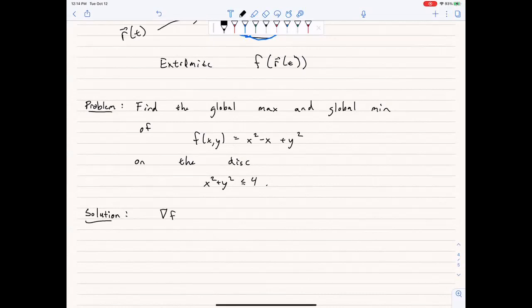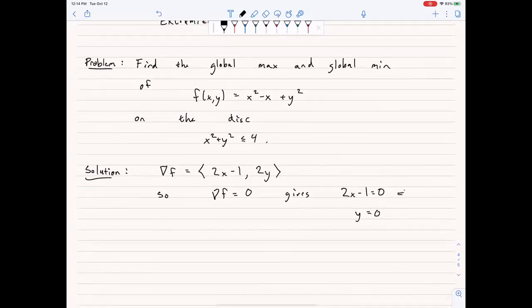Let's calculate the gradient of f. It's going to be 2x minus 1, 2y. So now if I want to set this equal to 0, so grad f equaling 0 gives 2x minus 1 equals 0 and y equals 0. And in this case, we have a very easy solution. We have x equaling 1/2, and we have y equaling 0.